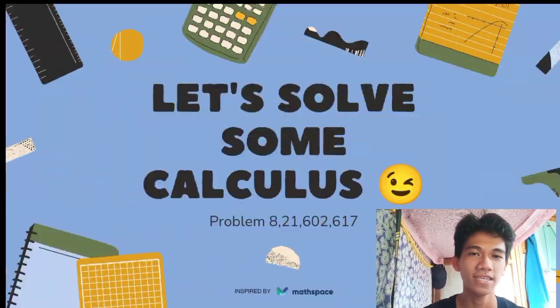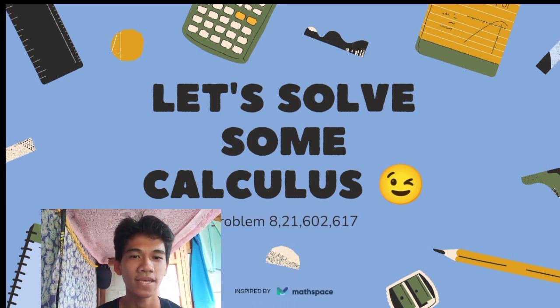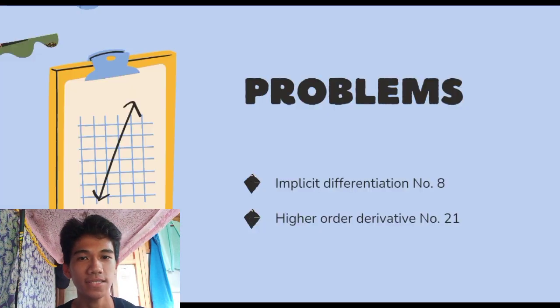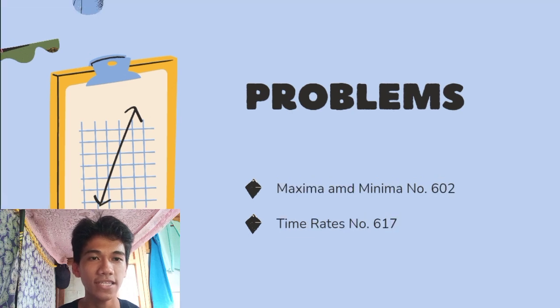Good day everyone. For today's video, let's solve some calculus. There are four parts in this video. The first part is the implicit differentiation, which we're gonna solve some problem in the implicit. And the second part is the higher order derivatives and find the second derivatives of the problem. And the third part is the maxima and minima. And the fourth part is the time rates.